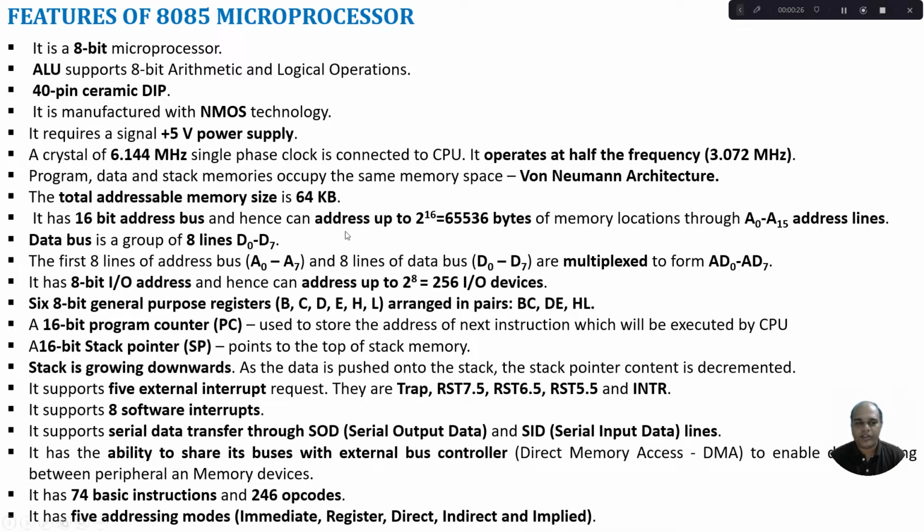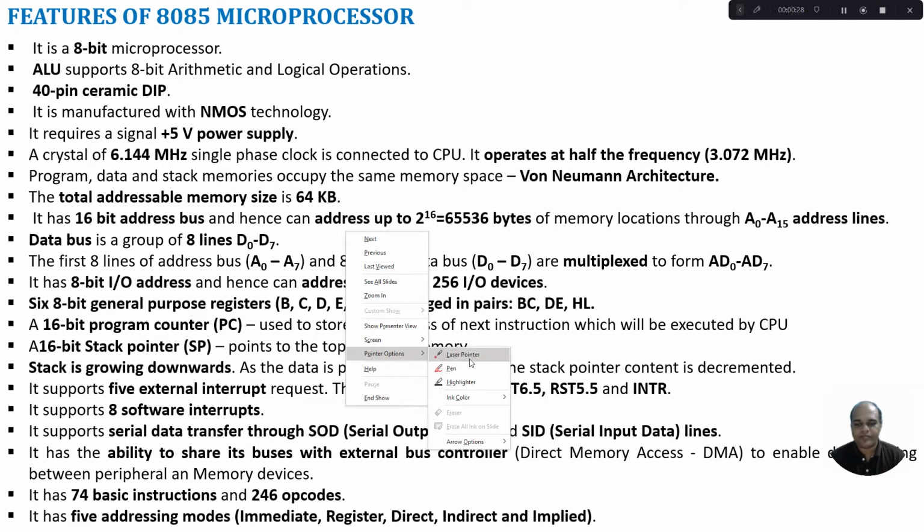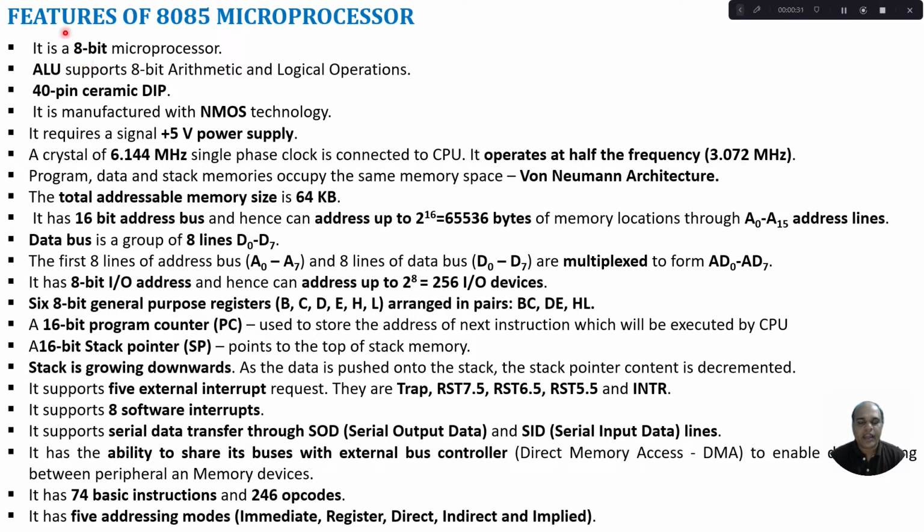8085 Microprocessor is an 8-bit microprocessor, which means it can handle 8-bit arithmetic and logical operations. The arithmetic operations are addition and subtraction; the logical operations are AND, OR, XOR, NOT, etc. So the ALU gets data from the memories and it can perform 8-bit arithmetic and logical operations. That is why 8085 is called an 8-bit microprocessor.